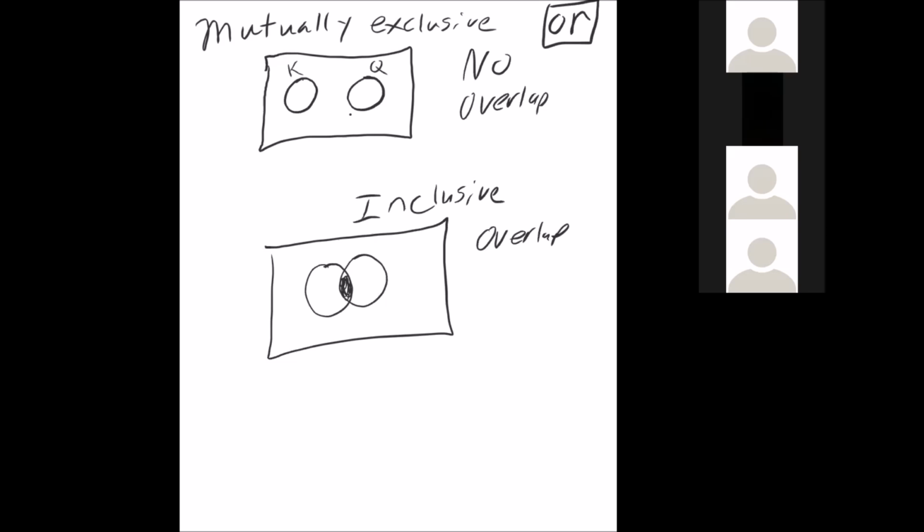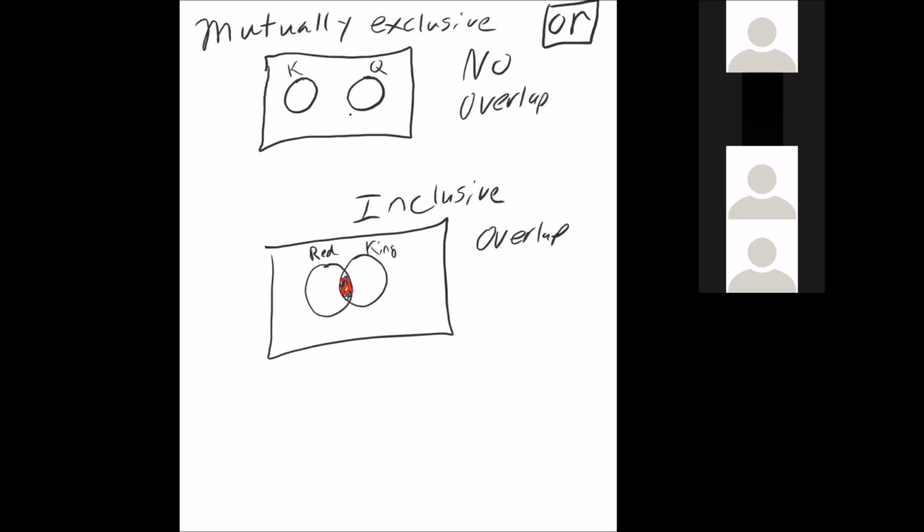However, with an inclusive, I could say I'm wanting red king. Is there any red kings in a deck of cards? Yes. That would be your overlap. So those 2 that would be in your red kings is overlap. So that's an inclusive example. Do you see the difference?